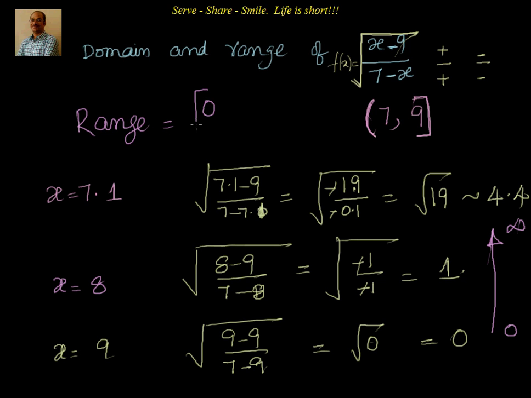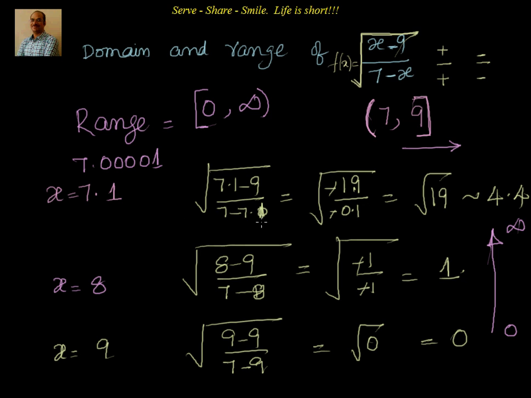0 is included because when x equals 9, 9 minus 9 is 0, and when x equals 7.1, it is 4.4. Suppose I take this as 7.0001, this value will be certainly greater than 4.4, that will be in the hundreds. So similarly you can see that when I take a value which is almost near to 7, at that time this value should be equal to infinity. So can I say that range equals 0 comma infinity and domain equals 7 comma 9.